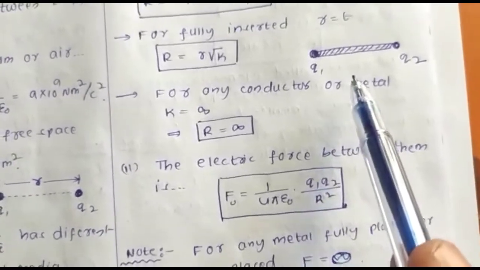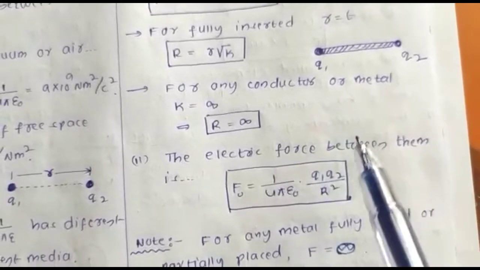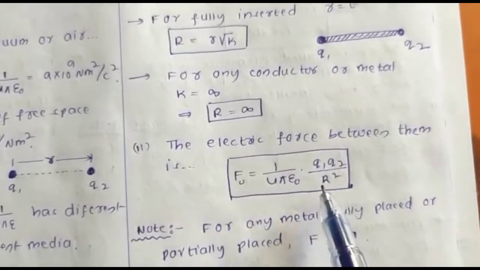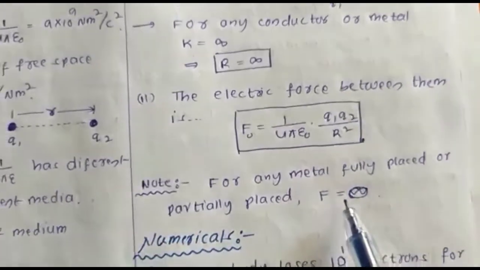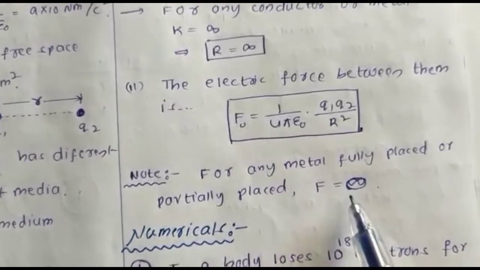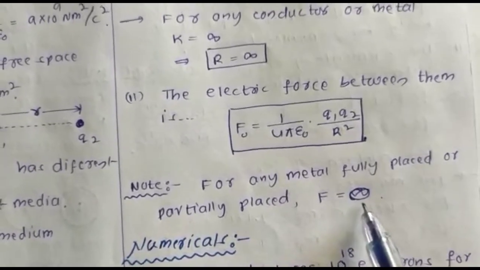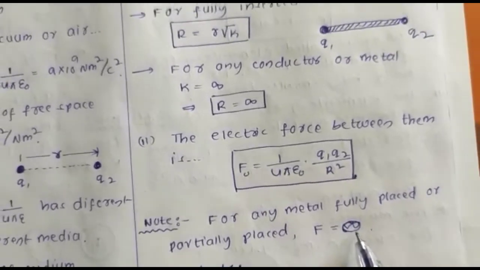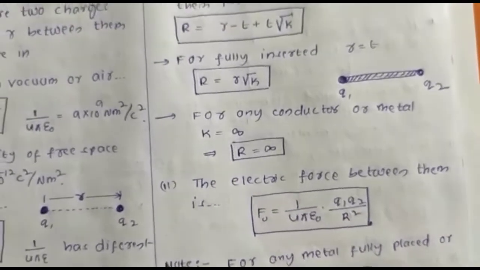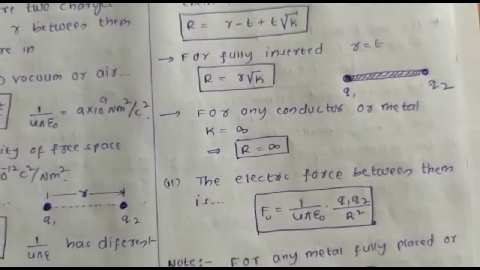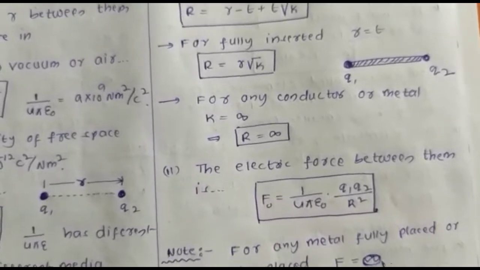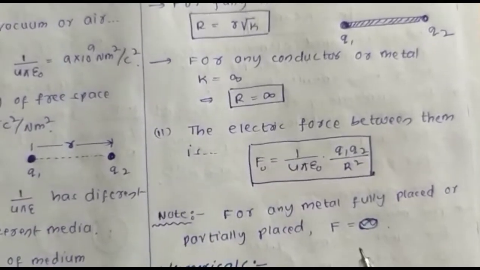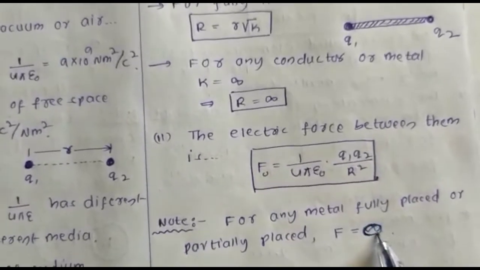And if this dielectric material is replaced by any metal or conductor, we know that the K value becomes infinity. When the K value becomes infinity, the electric force of attraction or repulsion between them becomes equal to 0. Therefore when two charges are separated by any metallic conductor, meaning copper, zinc, aluminium, bronze, etc., the electric force of attraction or repulsion between them is equal to 0.